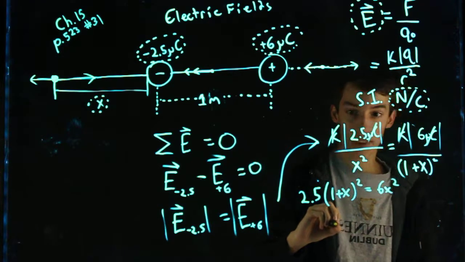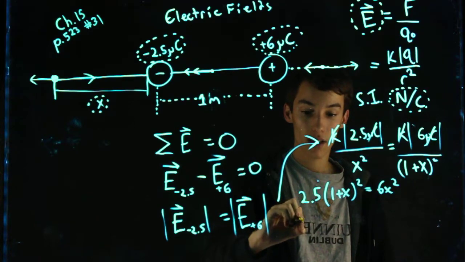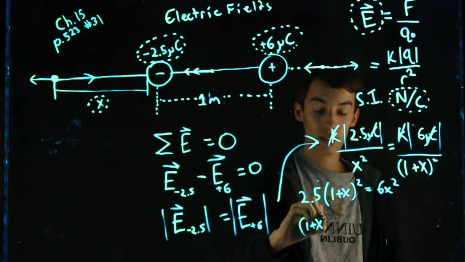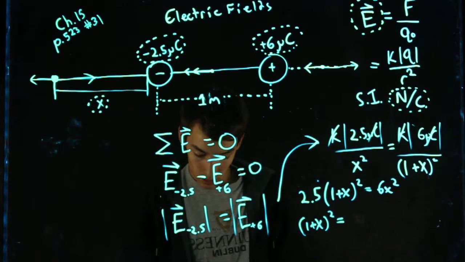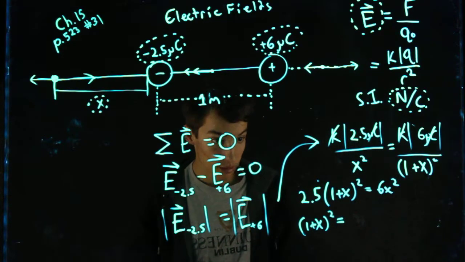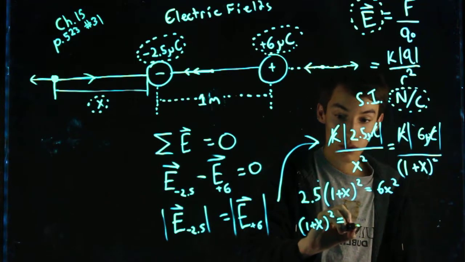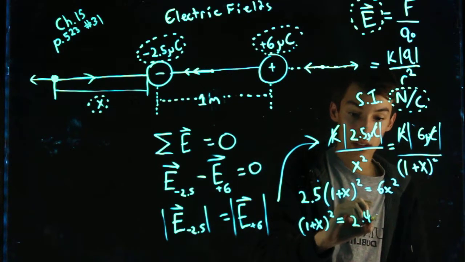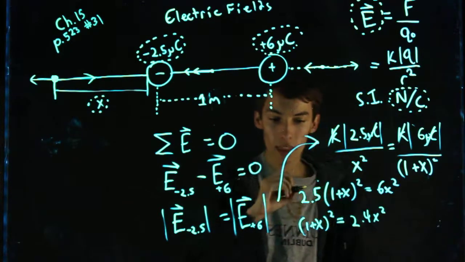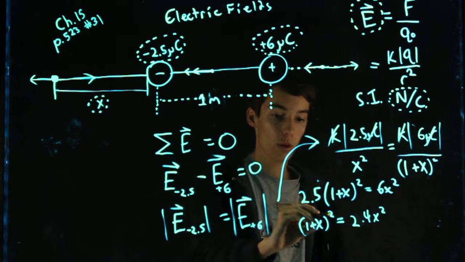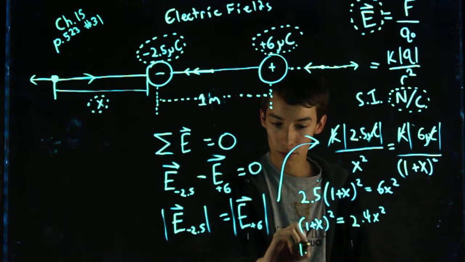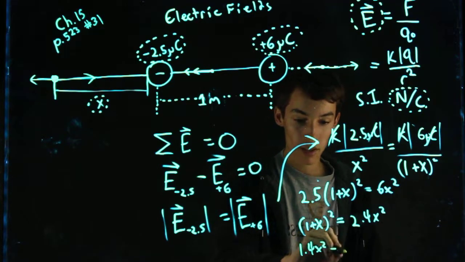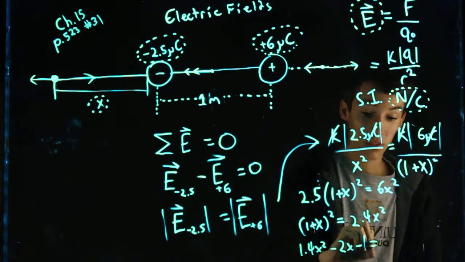Just be careful with your math here, and then you'll just be fine. So (1 plus x) all squared is going to get us to, and then I'm going to divide that 2.5 out, it's going to be 2.4x squared. And then I'm going to FOIL this squared out and then combine our terms. And so you'll get 1.4x squared minus 2x minus 1 equals 0.